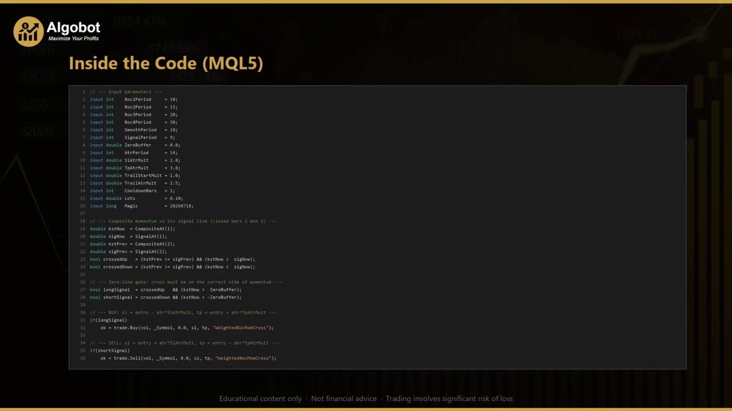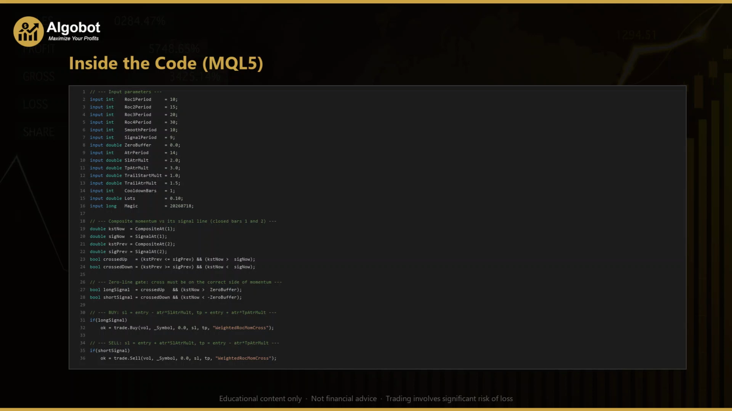Now the core logic. The code reads the composite momentum line and the signal line on the last 2 closed bars, KSTNow and SigNow for the most recently closed bar, and KSTPrev and SigPrev for the one before it. From these it computes 2 conditions. Crossed up is true when the composite was at or below the signal on the prior bar and is now above it. Crossed down is the mirror image, true when the composite was at or above the signal and is now below it. Next, the zero line gate is applied.